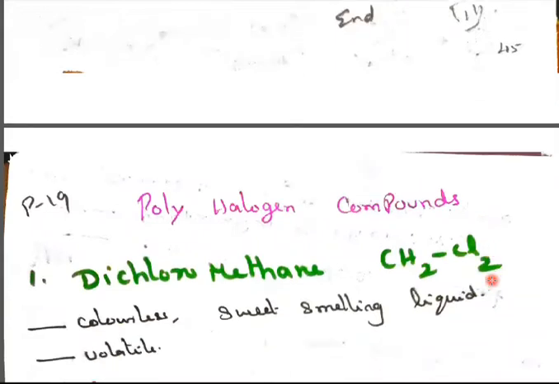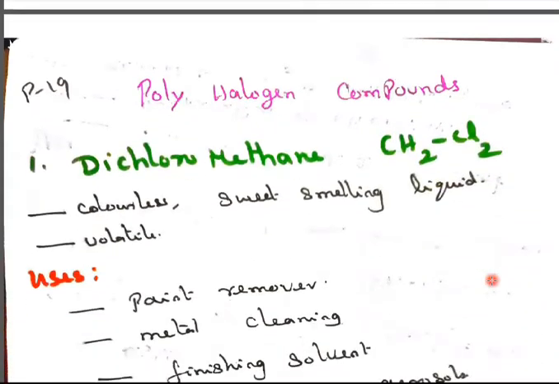Come back to the last topic of this lesson. So polyhalogen compounds, that is, main uses of polyhalogen compounds, very interesting, and so many 1 marks are there.